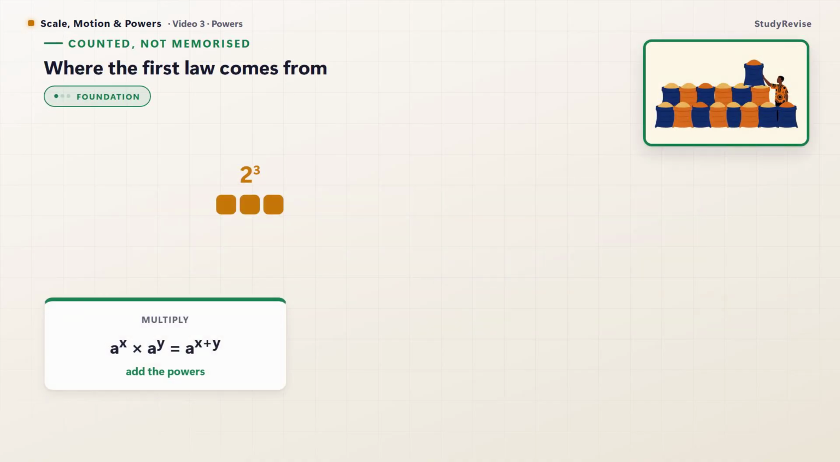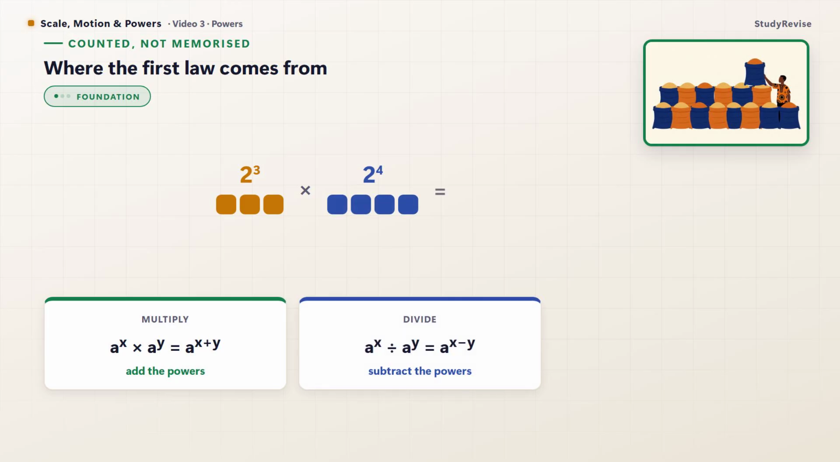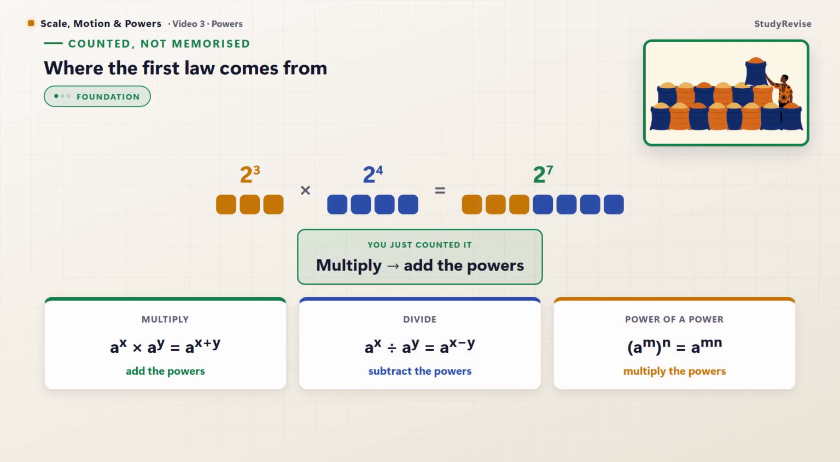So let us get those rules and let us not memorize them. An index just counts repeated factors. 2 to the 3rd means 2 times 2 times 2, 3 2s. Now multiply 2 to the 3rd by 2 to the 4th. 3 2s, then 4 2s. Line them all up and you have 7 2s. That is the first law and you just derived it by counting. When you multiply, you add the powers.